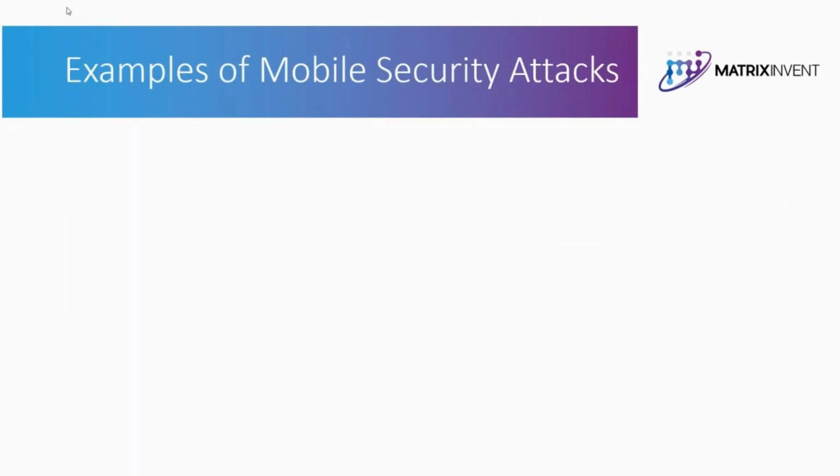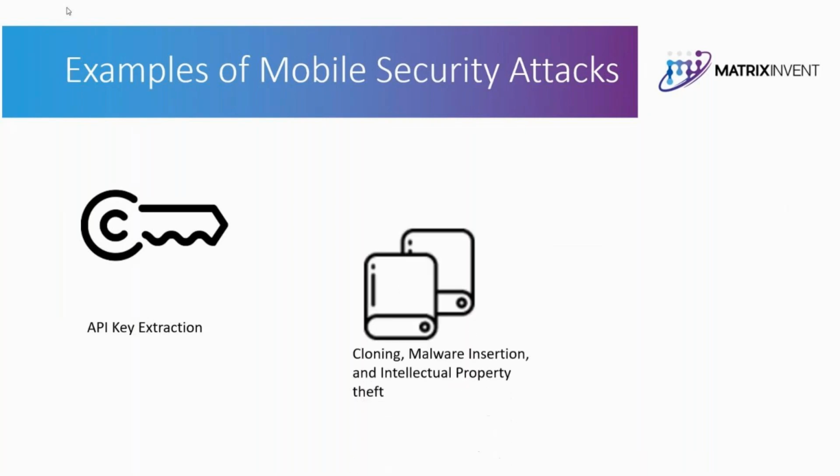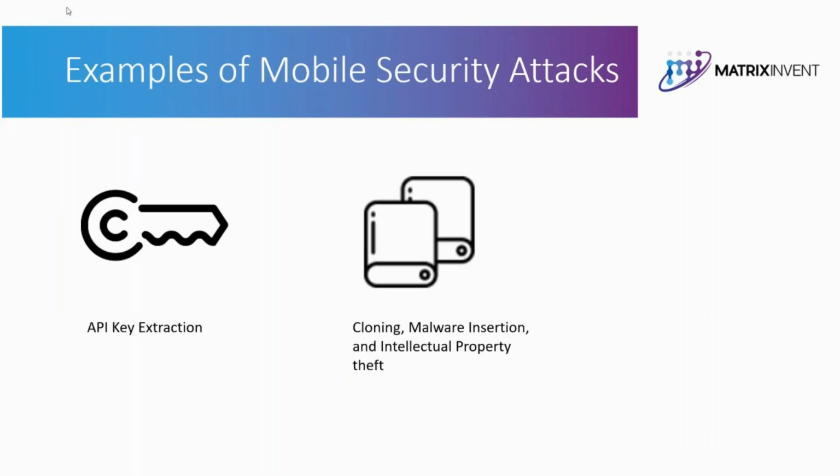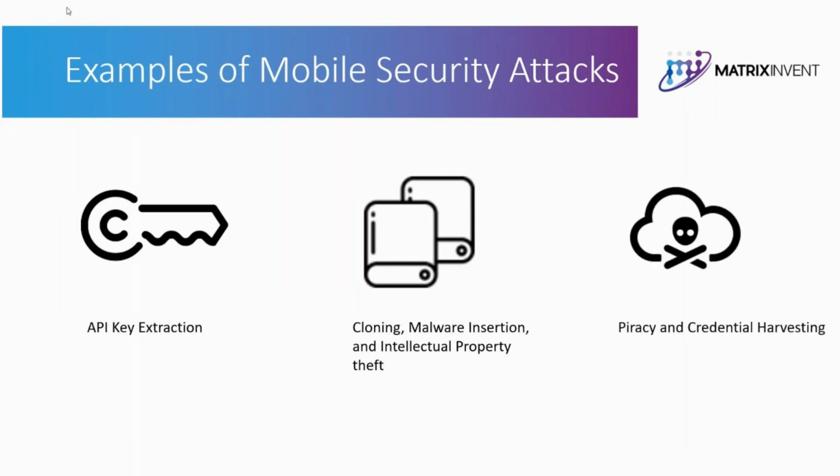Next is the examples of mobile security attacks. Here are three examples of mobile security attacks that hackers commonly execute, which are API key extraction; cloning, malware insertion, and intellectual property theft; and piracy and credential harvesting.